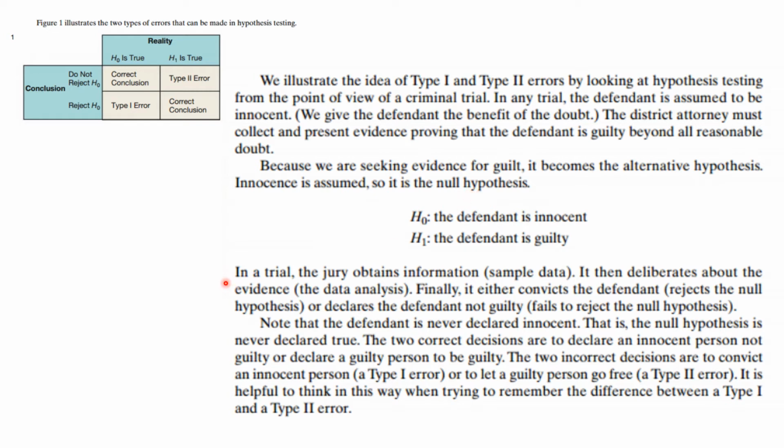Now, in a trial, the jury obtains information, sample data. It then deliberates about the evidence, the data analysis, and finally, it either convicts the defendant, rejects the null hypothesis, or declares the defendant not guilty, fails to reject the null hypothesis. Note that the defendant is never declared innocent. That is, the null hypothesis is never declared true. The two correct decisions are to declare an innocent person not guilty, or declare a guilty person to be guilty. The two incorrect decisions are to convict an innocent person, that's a type 1 error, or let a guilty person go free, that's a type 2 error. It's helpful to think of it this way when you're trying to remember the difference between a type 1 error and a type 2 error.